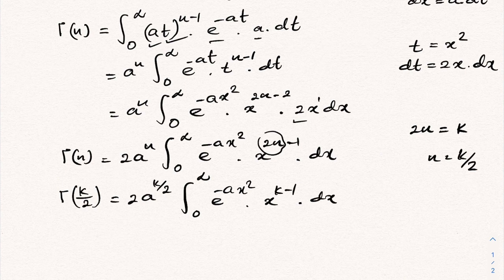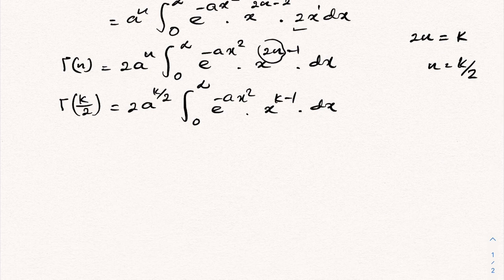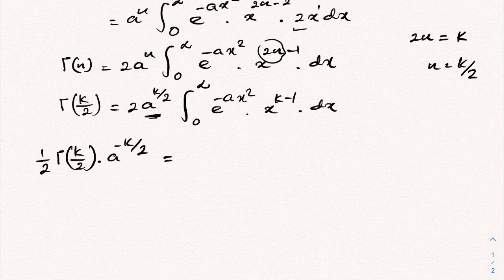Well, then these two we can take to the left hand side. So 1/2 gamma of k over 2 times a to the minus k over 2 is equal to integral from 0 to infinity e to the minus a times x square times x to the k minus 1 times dx.